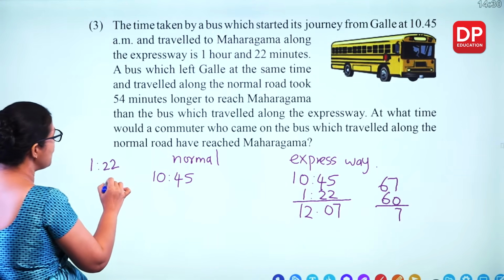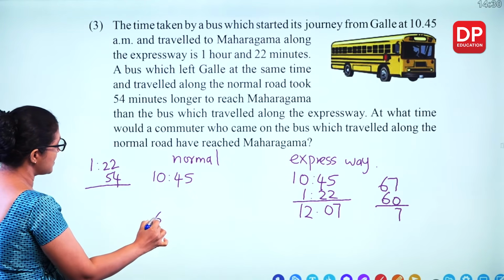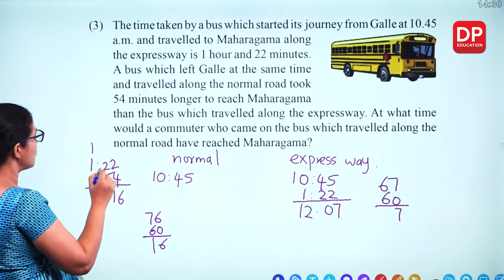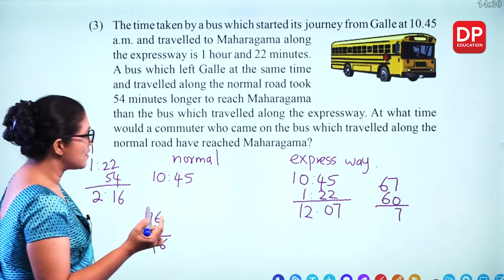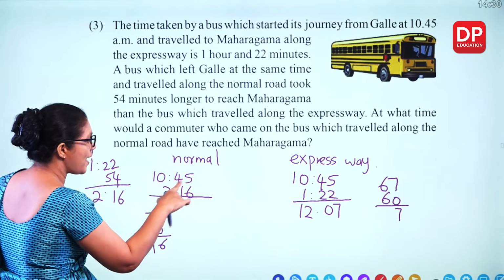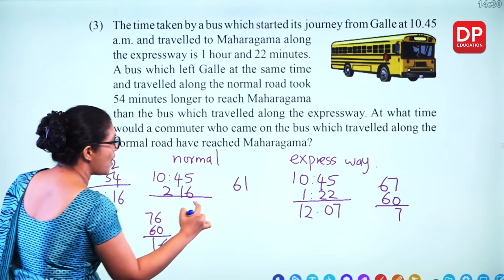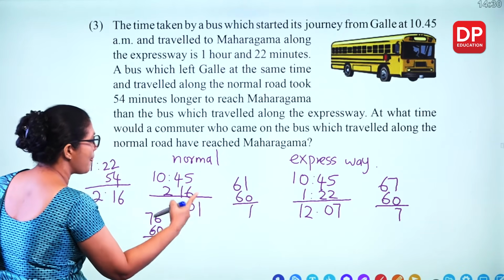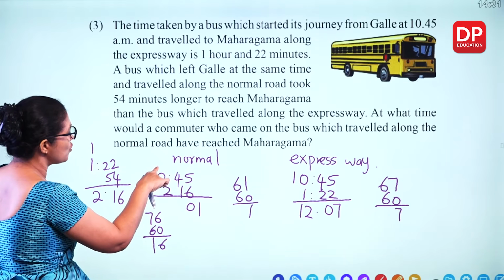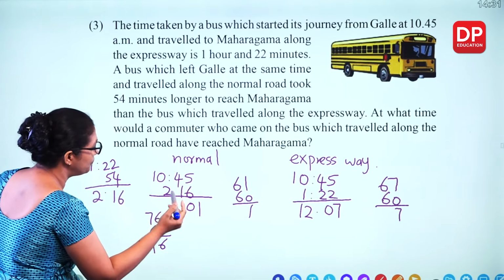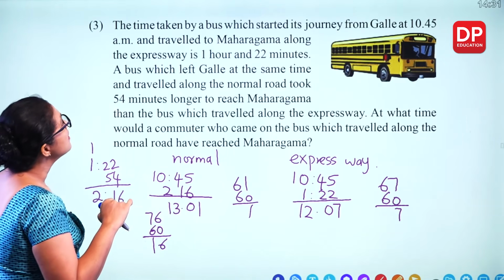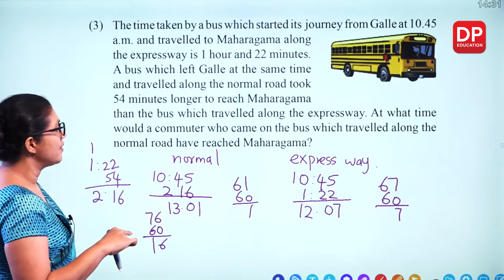1, 22 and 54. What's that? You get 76. Subtract 60 from that, you get 16. And here 1 there. So altogether 2 hours and 16 minutes for the normal way. So 2 hours and 16 minutes, when you add it, what do you get? More than 60. 61. So subtract 60, you get 1 here. So this means you are taking 1 this way. So 11 plus 2, you get 13. So for the normal bus, it's 13:01.